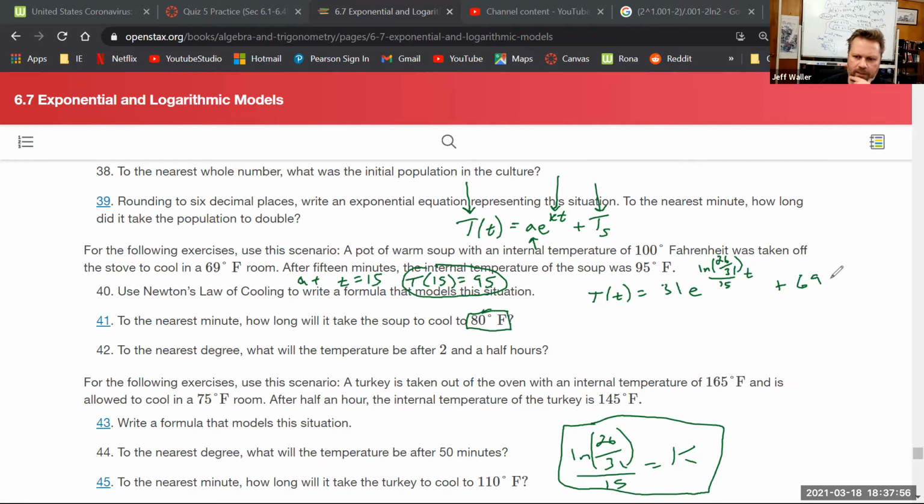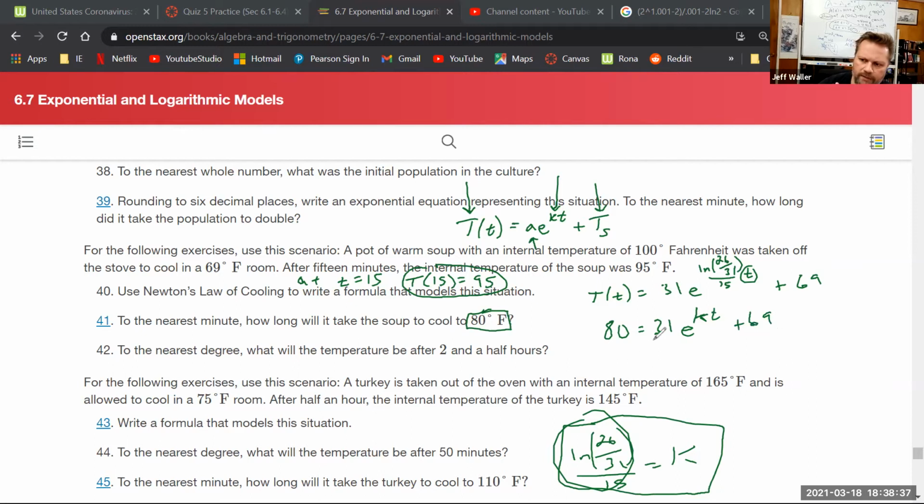So how long will it take to cool to 80? Now I know the output will be 80, and I'm trying to solve for t. This is going to feel very familiar to some of you. I don't want to write all that, so I'm just going to write K, and later I can throw in what K is. It's like the substitution we were doing before. Now I just try to solve for t.